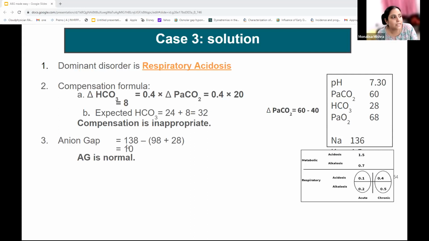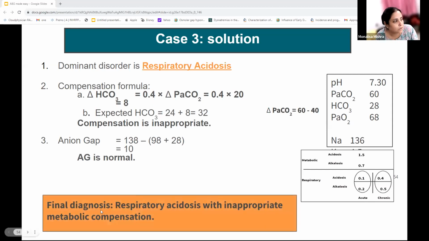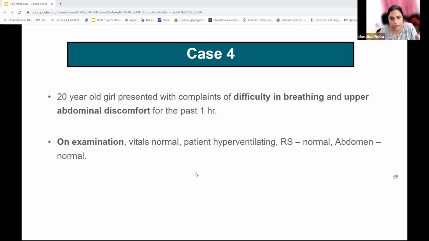And then you have to calculate the anion gap. Anion gap, as we said, is sodium minus chloride plus bicarb. So this is sodium 138 minus chloride, that is 98, plus bicarb 10. So anion gap is normal. This is how you calculate the various steps in ABG. So the final diagnosis will be respiratory acidosis, but with inappropriate metabolic compensation.